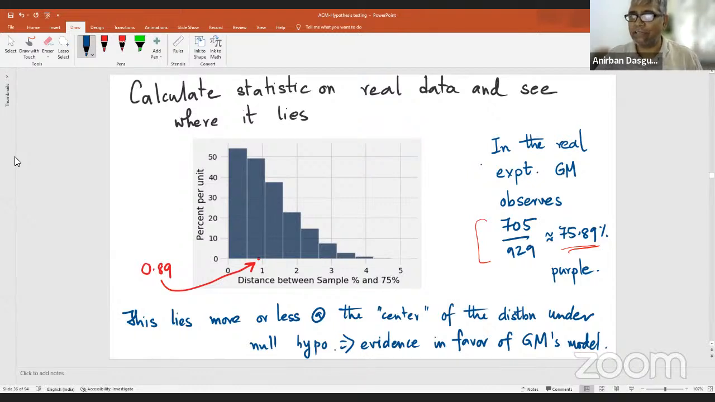And then he finds that the percentage of purple flowers is 75.89%, right? Which means that the difference is 0.89, which lies solidly in the middle out here. Out of 929 plants, he has 705 plants, and therefore it is more or less at the center of the distribution. Which means that it says, look, my hypothesis is actually favoring my model, and therefore I think I can trust my model. This is what he said. Very interesting.